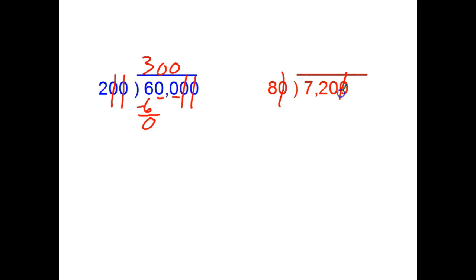Get rid of an outside and an inside zero. How many 8s in 7? None. How many 8s in 72? 8 times 9 is 72. Nothing left. And then I have that 1 zero right there, so my answer is going to be 90.